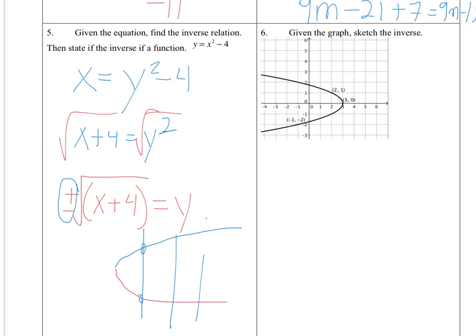All right, here we've got, given a graph, sketch the inverse. So I'm going to sketch this in the same graph. 3, 0 would become 0, 3. 2, 1, that's this point, would become 1, 2. So that's here. Negative 1, negative 2 would become negative 2, negative 1.